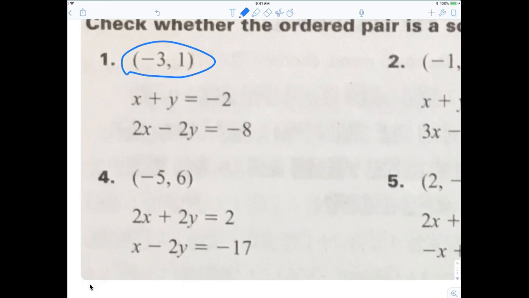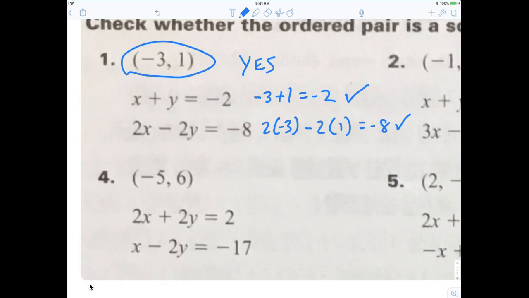So what does that mean? Look up and see if you understand what I'm doing. I just did -3 plus 1 equals -2. Is that a true statement? Yes. So it works for the first one. Now I'm going to plug it into the second equation. So that would be 2 times -3 minus 2 times 1. Does that equal -8? Yes, it does, I believe. So that means, yes, that is the solution.